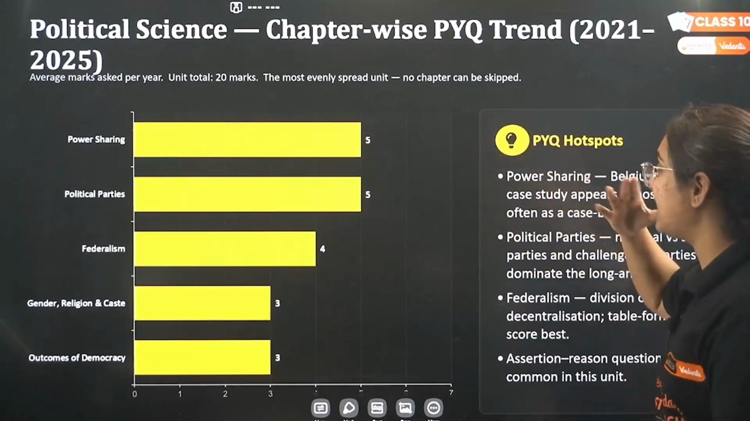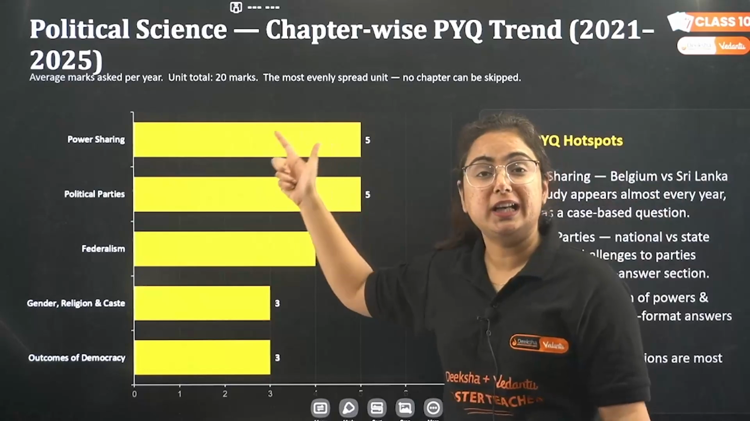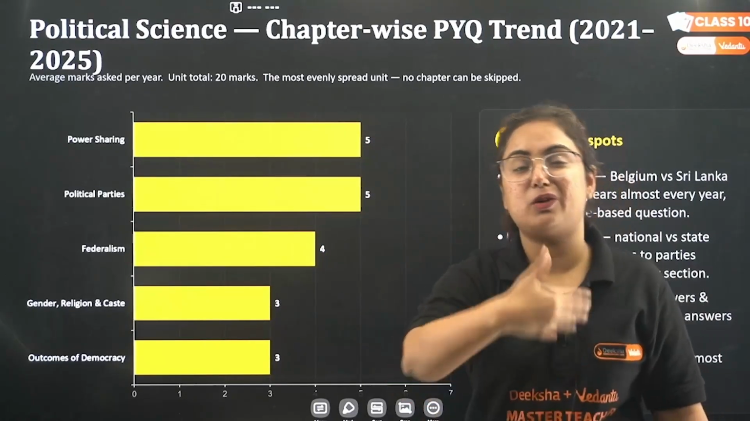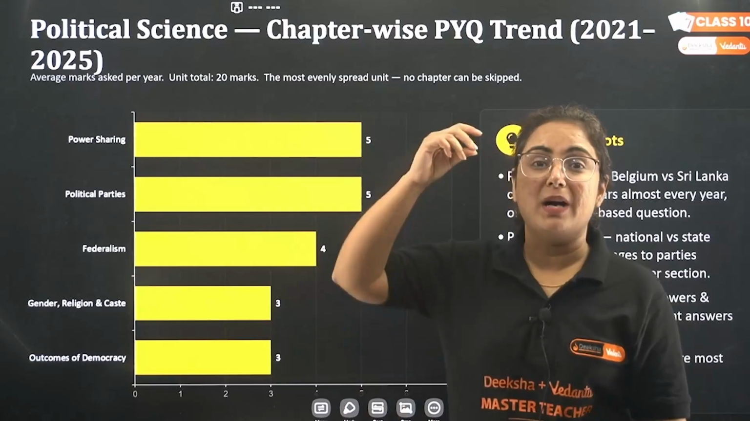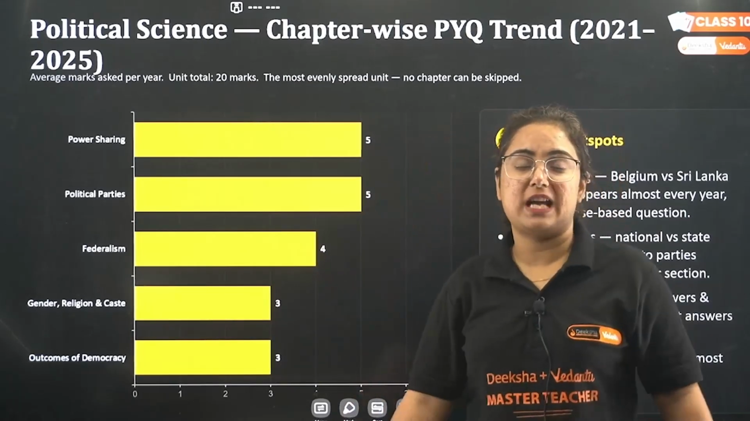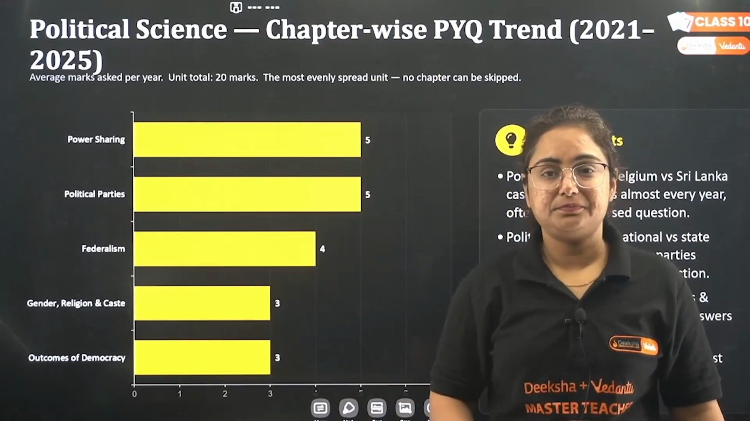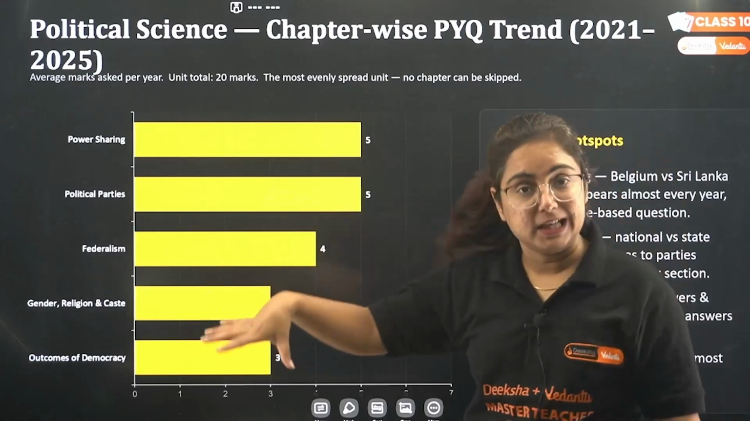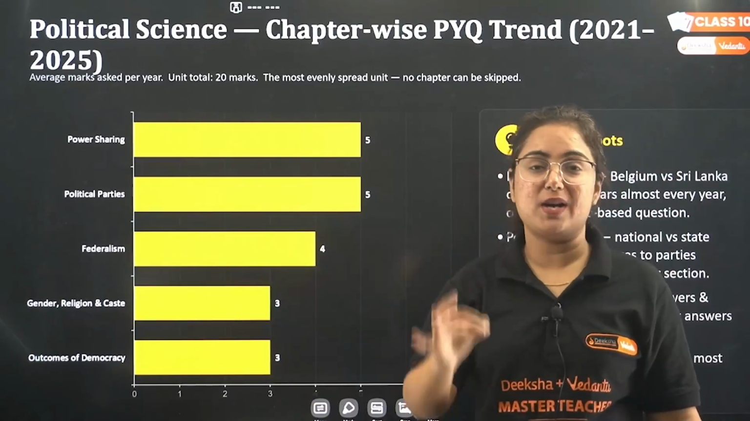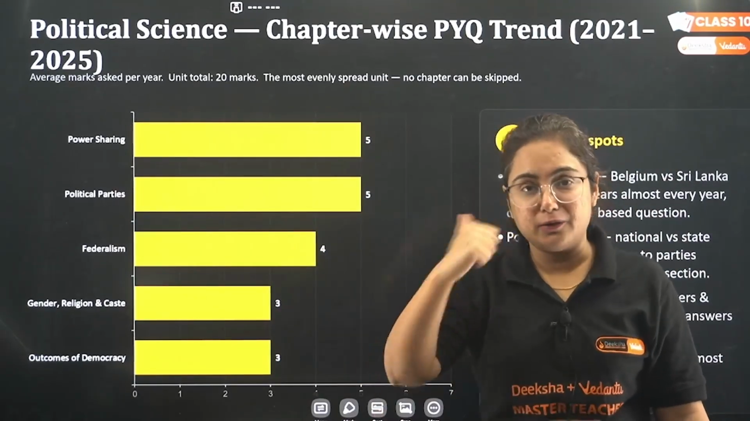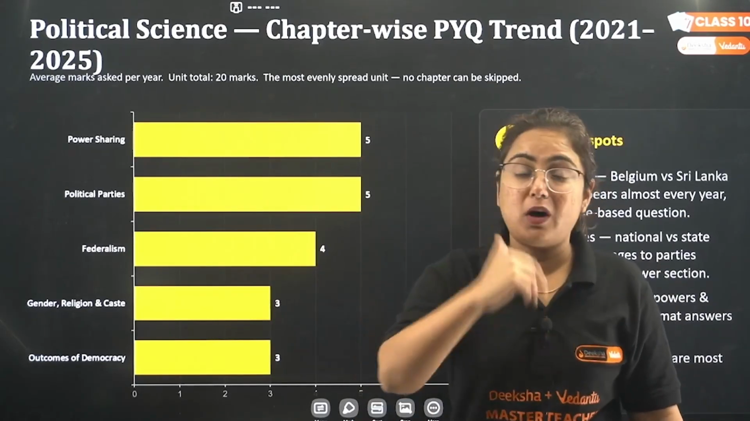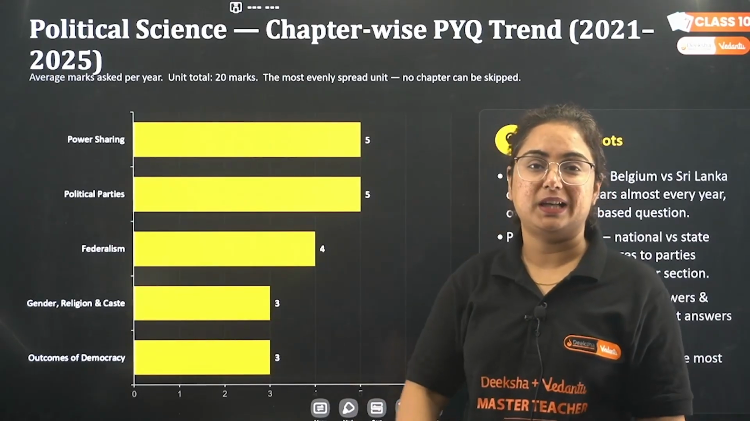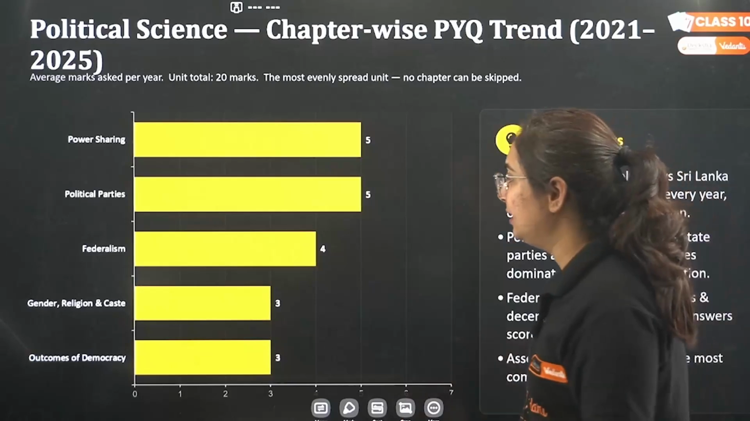Moving to political science, that is civics. Power sharing, 5 marker question: what are the different forms of power sharing in modern democracy? Take out the paper and see how many times this question has been repeated. Then I talk about political parties. For sure a question will be there. What are the reforms? What are the challenges in front of political parties? What are the functions of the political party? 5 marks, stamp it.